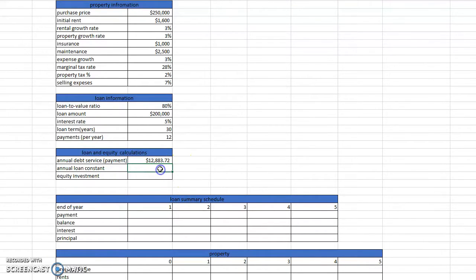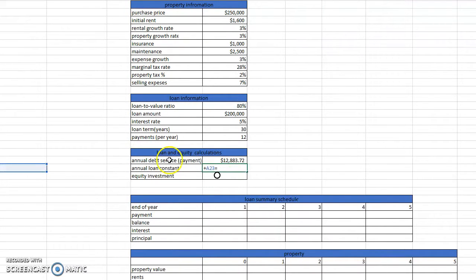Then we can do our annual loan constant by doing the annual debt divided by the loan amount. We can get our equity investment by doing the purchase price minus the loan amount.